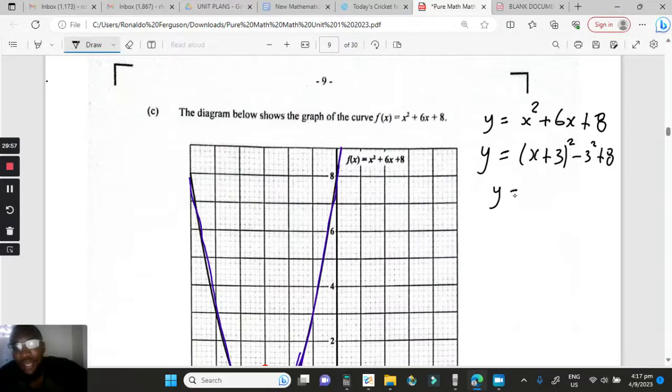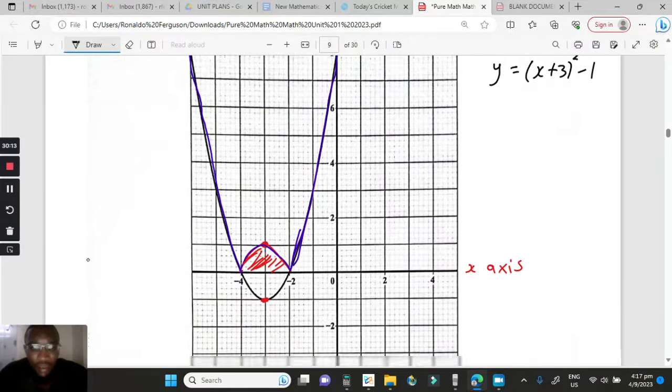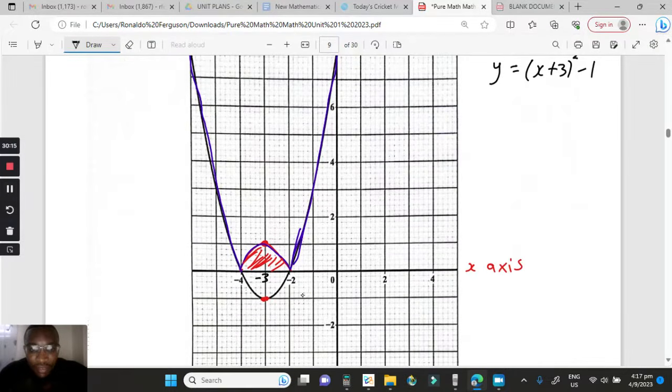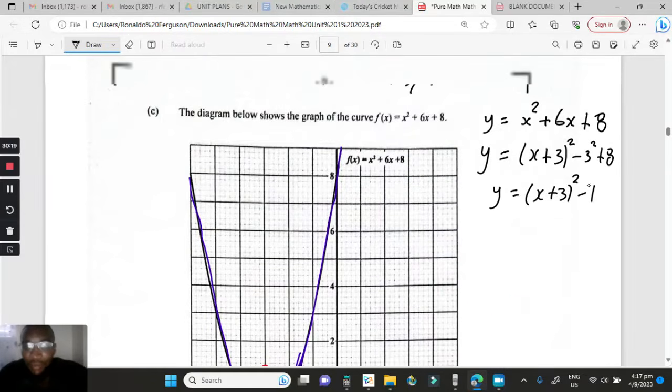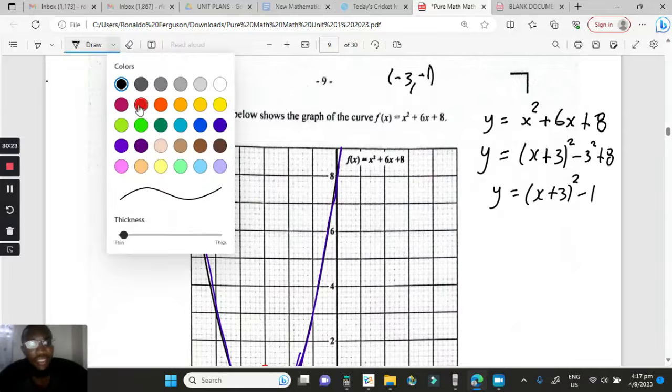So in that case, y is x plus 3 squared minus 9 plus 8. Minus 9 plus 8 is negative 1. You didn't need to do that. You would know that the turning point was already negative 3, negative 1. You should know that from your graph. Your graph would tell you, see there, negative 3, negative 1. Your graph would tell you that, but I wanted to complete the square and show you. Why? Now you can find the inverse easily.